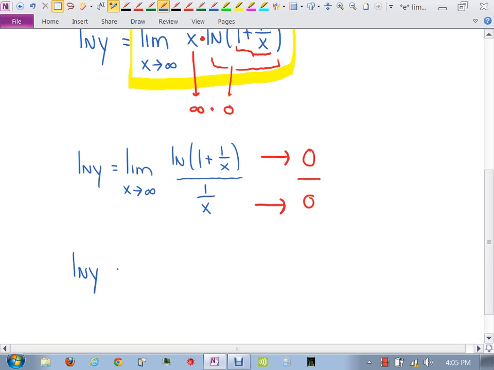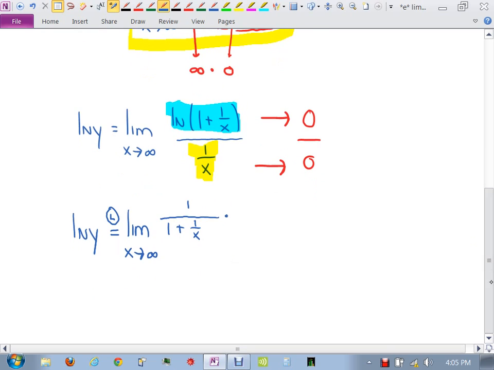Natural log y equals, with L'Hopital, limit x goes to infinity. Now I have to do the derivative of the top and the derivative of the bottom separately. So what's the derivative of natural log of junk? So 1 over the junk times now the derivative of the junk, right? What's derivative of 1? 0. What's the derivative of 1 over x? Negative 1 over x squared.